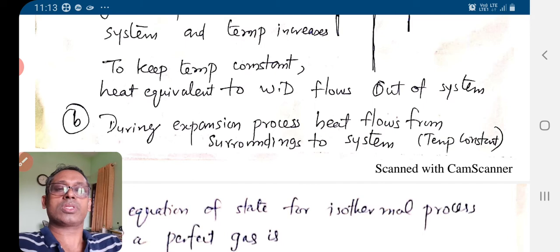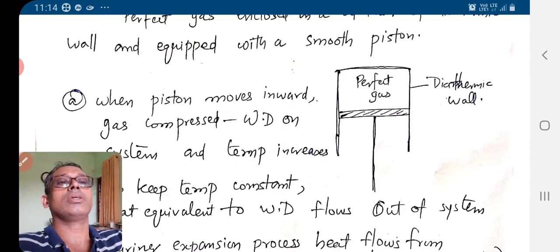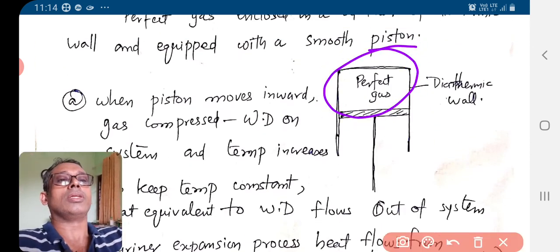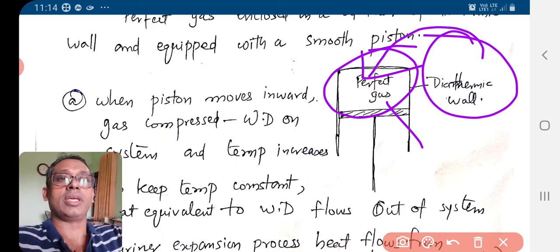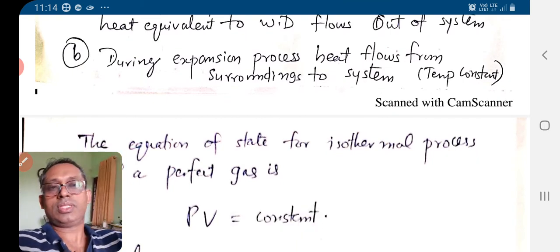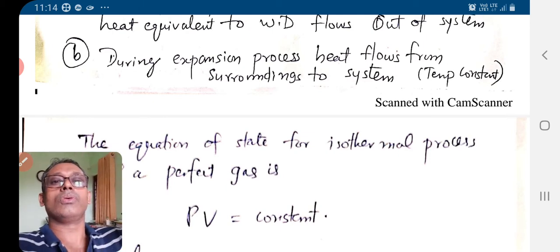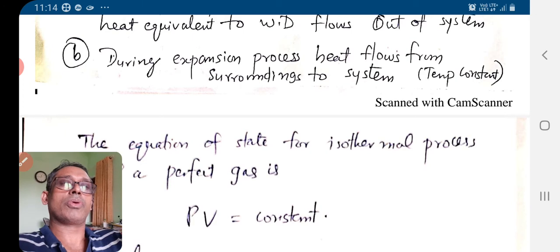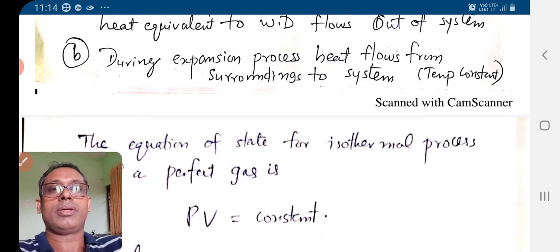And during the expansion process, the reverse will happen. During expansion, work is done by the gas. The gas will be doing work, and it cools down, and heat will flow from the surroundings into the gas, maintaining a constant temperature. So this is an example of an isothermal process, and one point that we have to note down is, for an isothermal process to take place, the system must be enclosed by a diathermal wall.